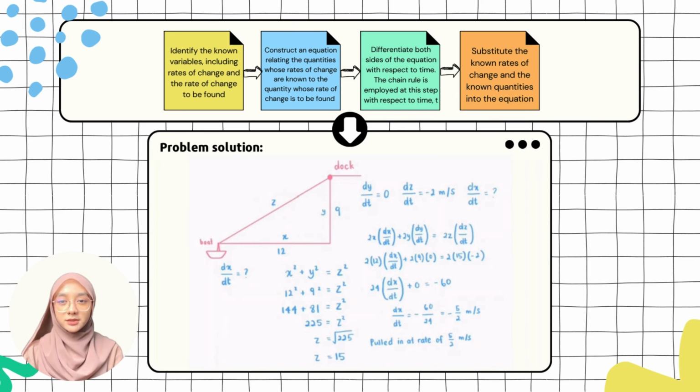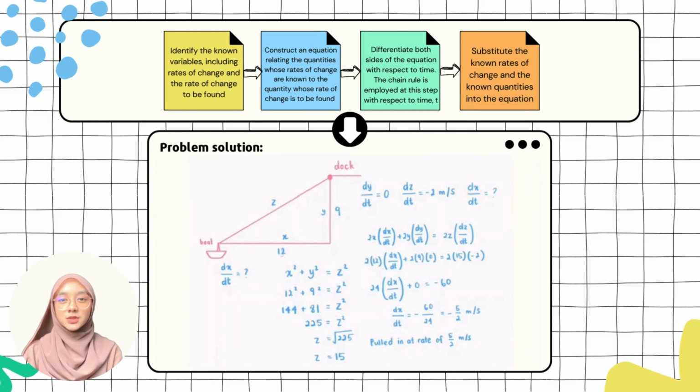Given information: the rope is being pulled in at a rate of 2 meters per second, where dz over dt is equal to negative 2 meters per second. We need to find dx over dt when x is equal to 12 meters. Next, we need to construct an equation relating the quantities whose rates of change are known to the quantity whose rate of change is to be found.